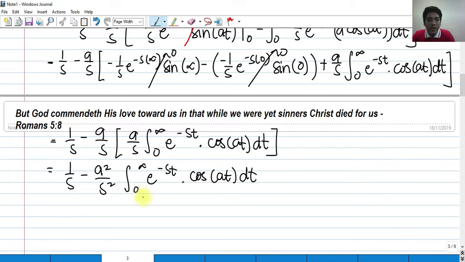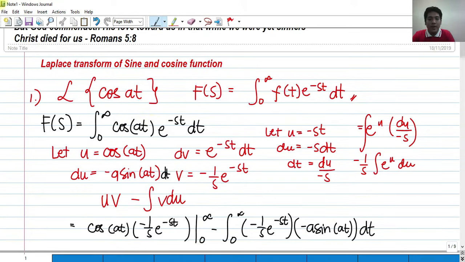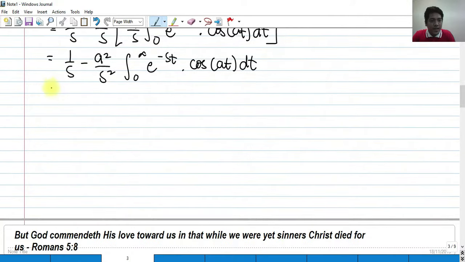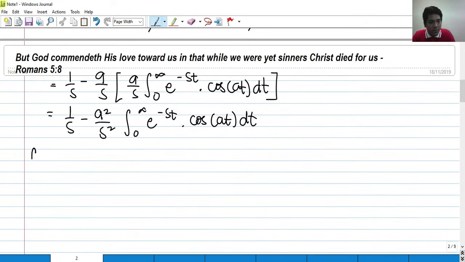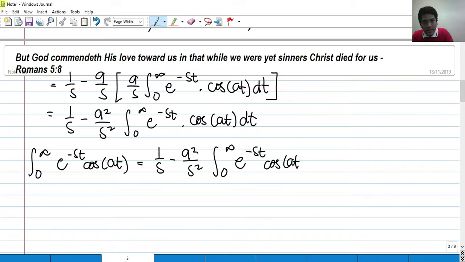As you can notice here, we go back to the original integral that we are trying to integrate, the integral from 0 to infinity of e raised to negative st cosine of at dt. This is our first function. So what is the left side of our equation equal to? It is also equal to the very first integral that we are trying to get, e raised to negative st cosine of at. We are trying to integrate this from the very start, and it happened that it appears again on the right side of the equation. So this one is equal to 1 over s minus a squared over s squared times the integral from 0 to infinity of e raised to negative st cosine of at dt.